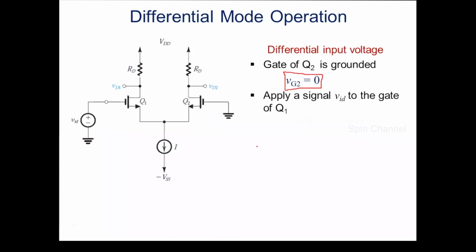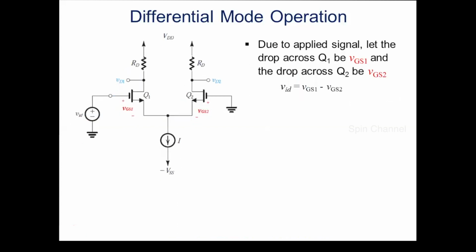Now apply a signal VID to the gate of the transistor Q1. VID indicates the differential input voltage. On applying a differential input voltage to the transistor Q1, there will be a drop across the transistor Q1 and the transistor Q2 due to the applied differential voltage. Now let us assume that the drop across the transistor Q1 be VGS1 and let the drop across transistor Q2 be VGS2. So the applied differential input voltage VID is equal to VGS1 minus VGS2.